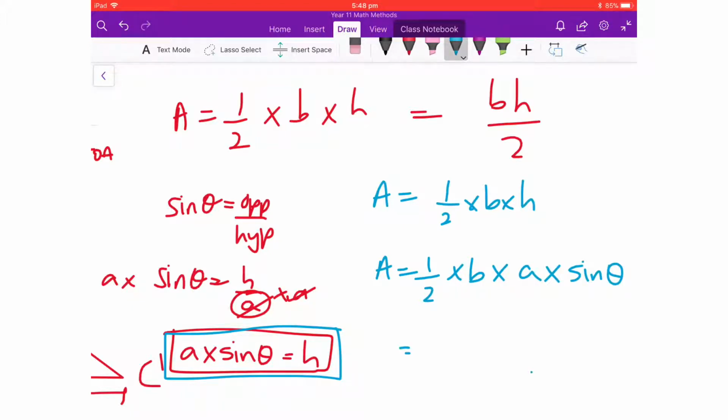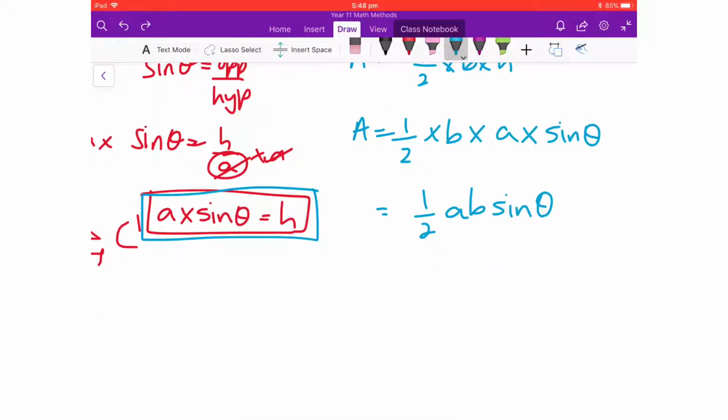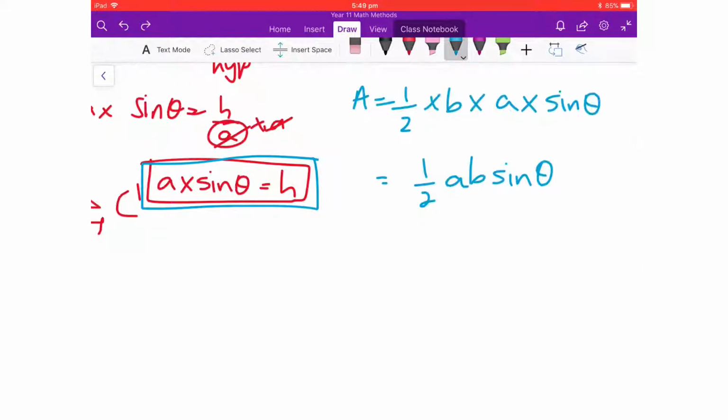To simplify and make it look nice, we get rid of the multiplication signs, and it's commonly written as half AB sine theta. The reason these are switched is because usually we write them in alphabetical order. Because they're next to each other, we assume each part is multiplied. Sometimes you might see it written as AB sine theta over 2. That's the exact same thing. It's just that instead the whole thing is divided by 2.